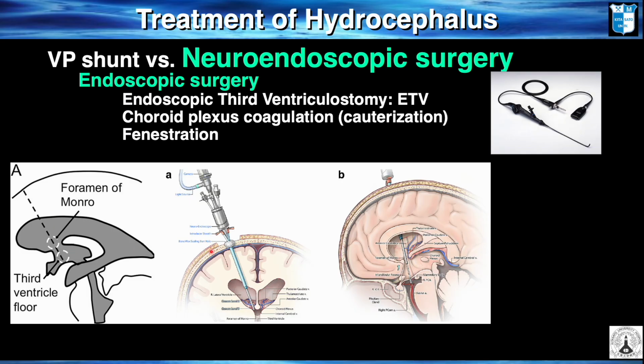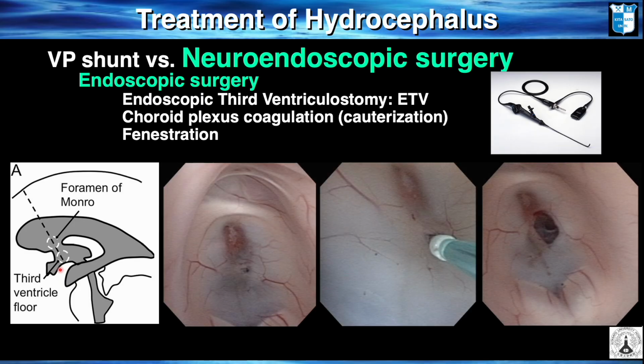So this is a schema of the ETV. You can insert the endoscope into the ventricle and then make a hole in the floor of the third ventricle, like this. This is the third ventricle. This is the infundibular recess, and this is the mammillary body. And you can make a hole using a balloon like this.